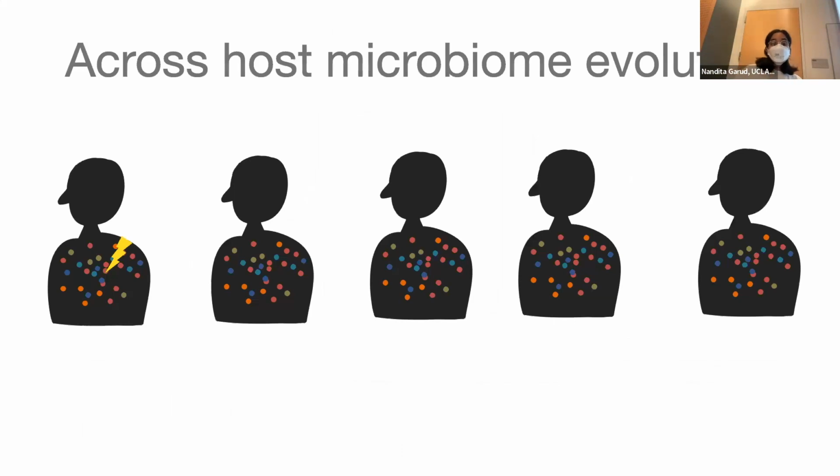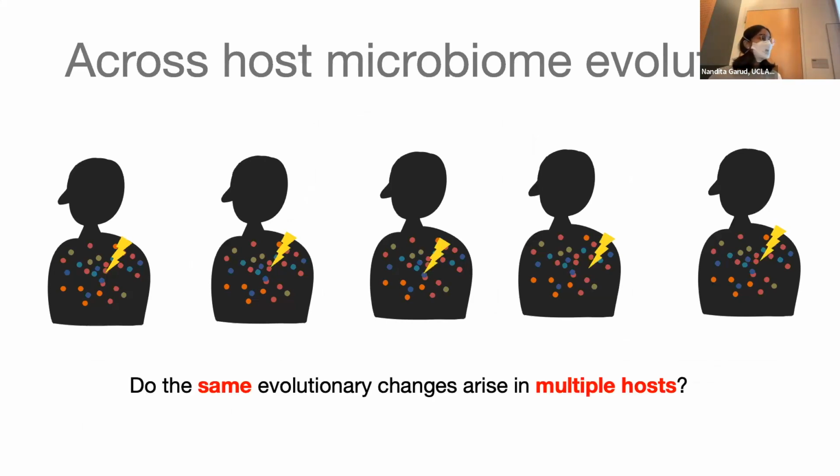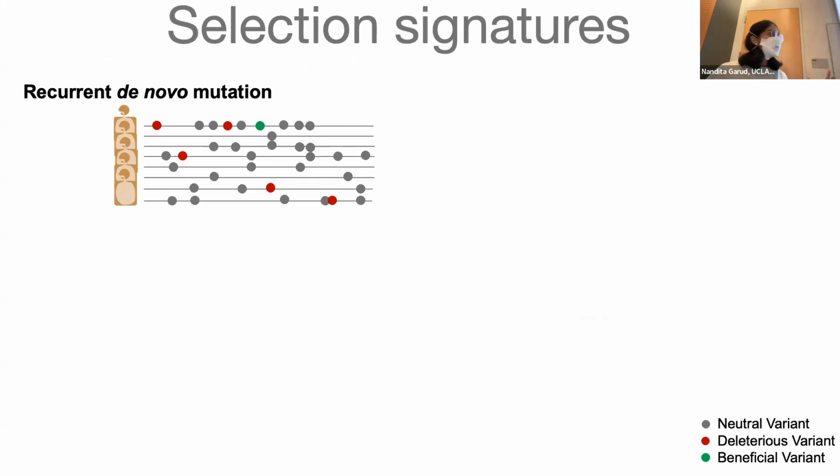So we've been looking at adaptations that can show up within a host. Could it be that the same evolutionary change arises in multiple hosts? We all go to lunch together and we have the same burger and we all evolve the same adaptation to digest that burger. Could it be that we're individually doing that work again and again? Well, let's take a look at what that might look like.